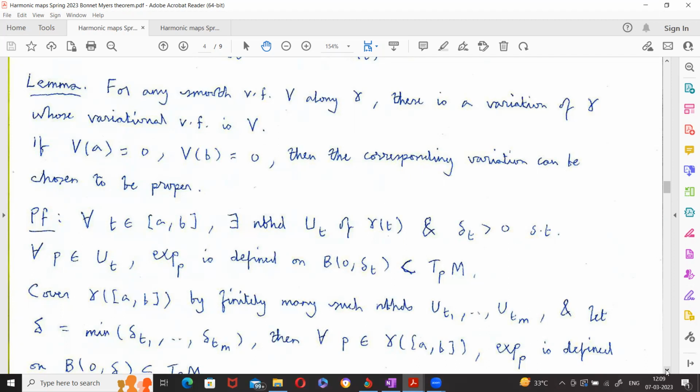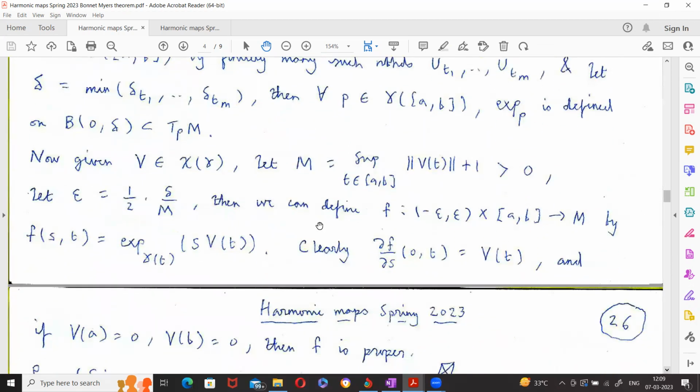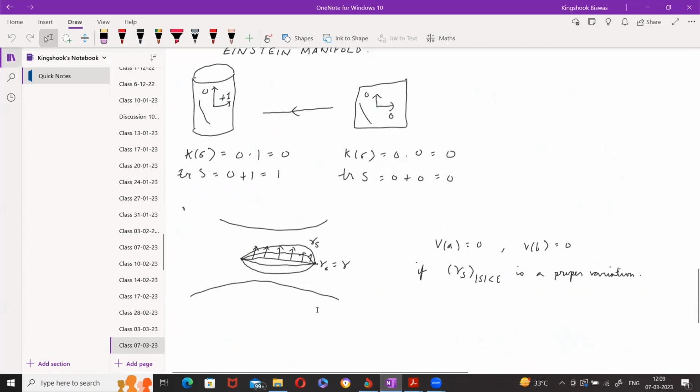Okay, so the proof is quite straightforward. Let me just give you the idea. And to save time, I won't go through the exact proof. It's very simple. What you do is you put f(s, t) to be the following. So I want to construct a variation of gamma, right? So at a point gamma(t), I have my vector V(t). So I want, if I fix t and vary s, to get a curve whose derivative with respect to s is equal to V.